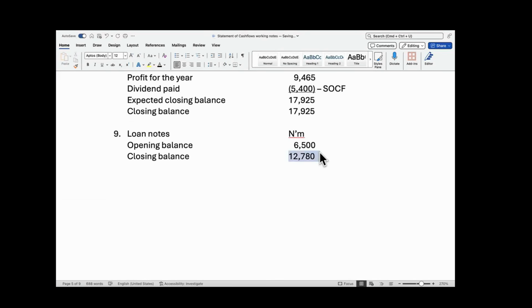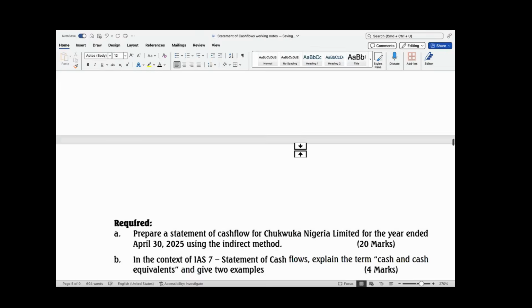So there's an increase in loan notes, so these additional borrowings. So what's the difference? 6,280. So this goes to the statement of cash flows.